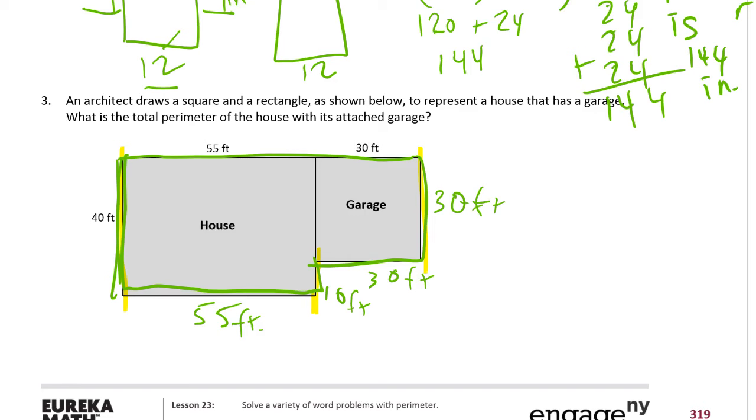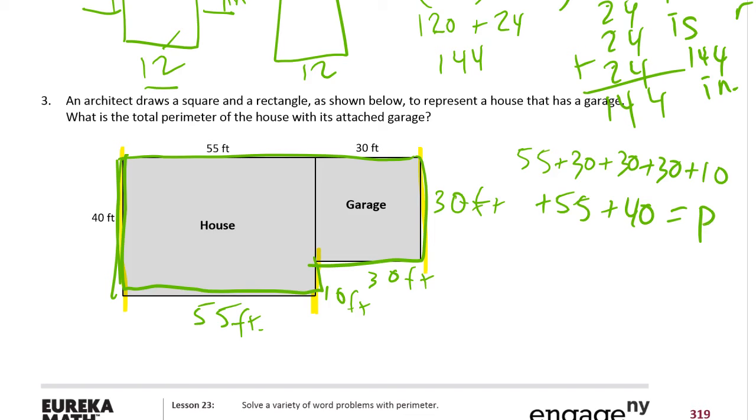And we can start adding them together. 55 plus 30 plus 30 plus 30 plus 10 plus 55 plus 40 equals the perimeter. All right, so how can we consolidate some of these? I see 3 30s for 90 and 10 more. That's 100 right there. And then these two 55s are 110. So 100 plus 110, that's 210. And we still have that 40.